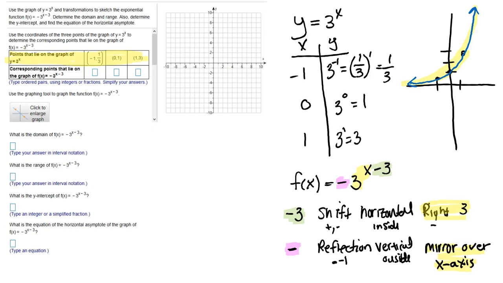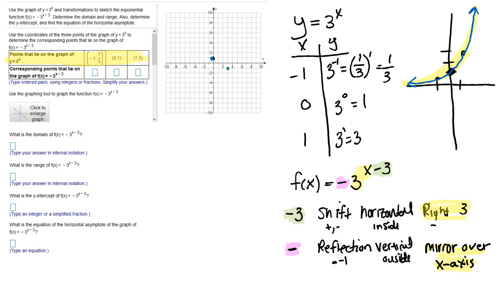So that would take this point right here, which is 0, 1. We're going to move it to the right 3. That moves that 1 point to the right 3. Then we're going to mirror or reflect. You see this point is 1 above the x-axis. To reflect it, it will go 1 below. So let me erase. We started with a point on y equals 3 to the x, and we moved it to our final graph of y equals -3 to the x minus 3.